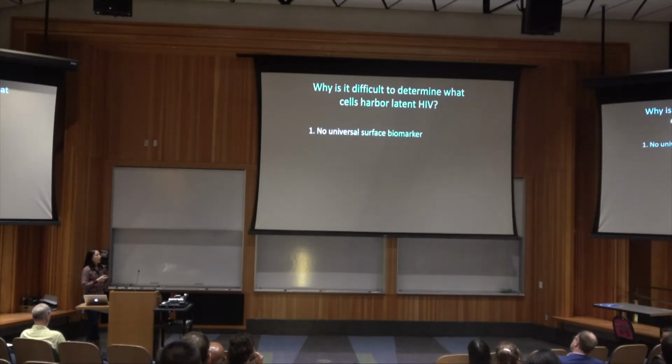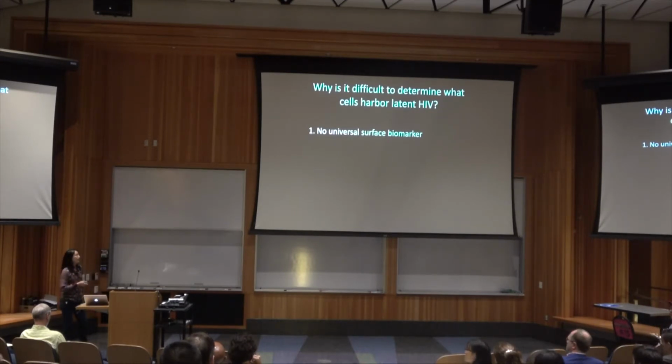Now, there are a number of reasons why it's been so difficult to eliminate this latent reservoir. One being that as a field, we still don't have a good understanding of what types of cells in vivo harbor latent HIV. And one of the reasons for this is that there is no universal cell surface biomarker that can distinguish these latently infected cells from regular uninfected CD4 T cells.